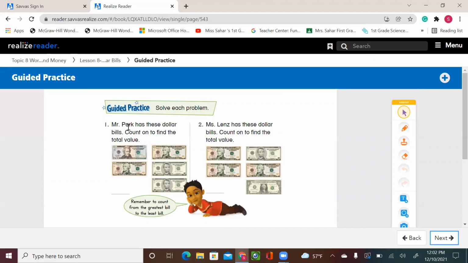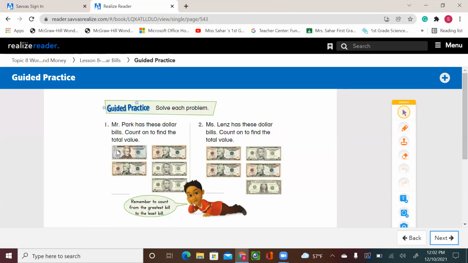All right, Mr. Mark had these dollar bills. Count on to find total value. So remember, it's always easier and better to start with the greatest bill to the least. That's what he has, and that's that bubble that gives you the hint to start with the greatest number or the bigger value. So what do we have here?